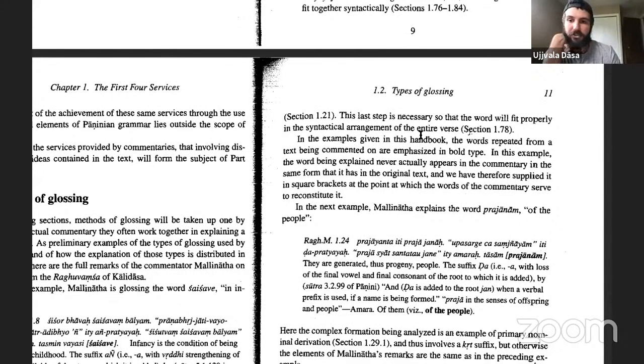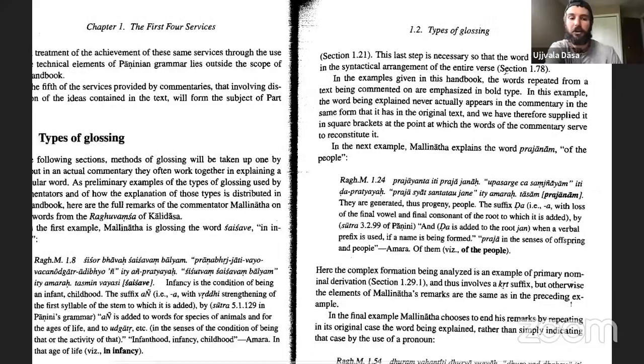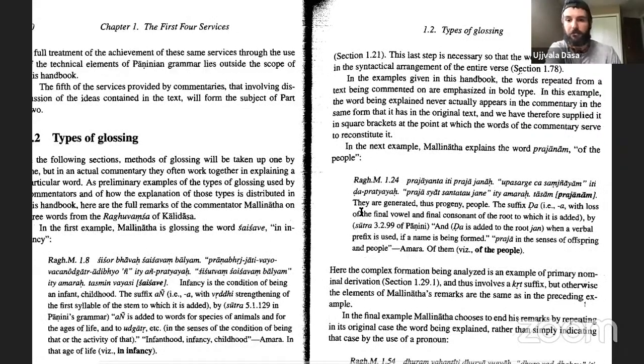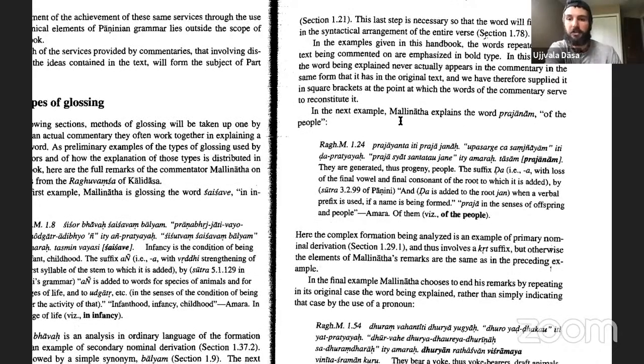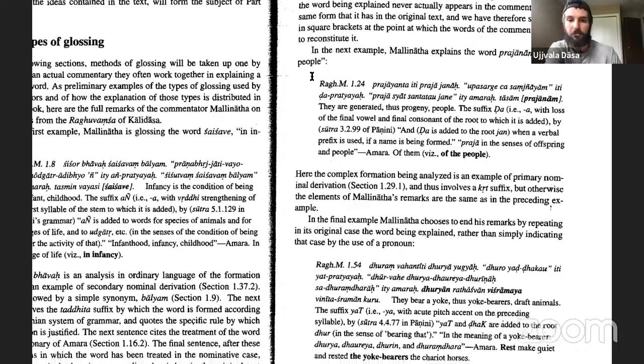In the examples given in this handbook, the words repeated from a text being commented on are emphasized in bold type, so they make that easy. In this example, the word being explained never actually appears in the commentary in the same form that it has in the original text, and we have therefore supplied it in square brackets at the point at which the words of the commentary serve to reconstitute it. So right there, tasmin vayasi shaishave. Right. In the next example, Mallinatha explains the word prajanam, of the people.